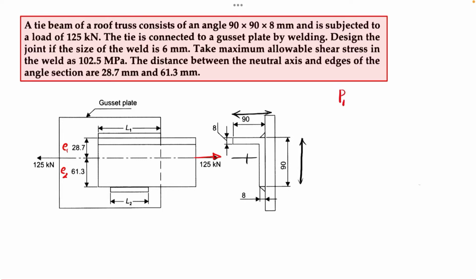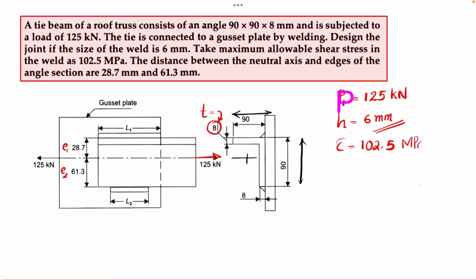And here the load applied on the plate is 125 kilonewton. That is the value of P is 125 kilonewton. And here we need to design the joint if the size of the weld is 6 mm, that is H equal to 6 mm. Size of the weld is equal to 6 mm. If you are noting, this is the thickness of the plate, but here we are not using the same thickness as the size of the weld. Here size of the weld H is equal to 6 mm. That is the point to note. And here the allowable shear stress is 102.5 megapascal, or Newton per mm square. And the distances from the neutral axis, E1 and E2, are given.